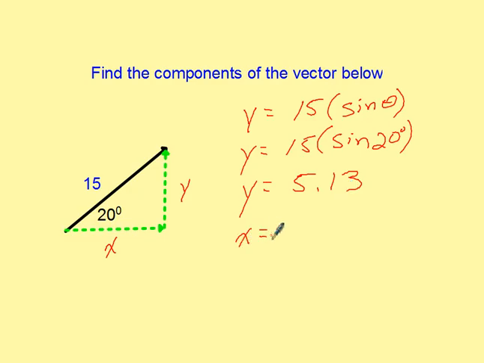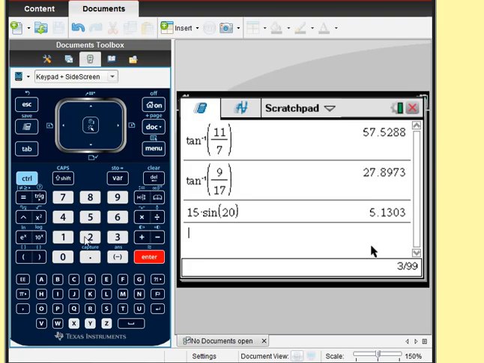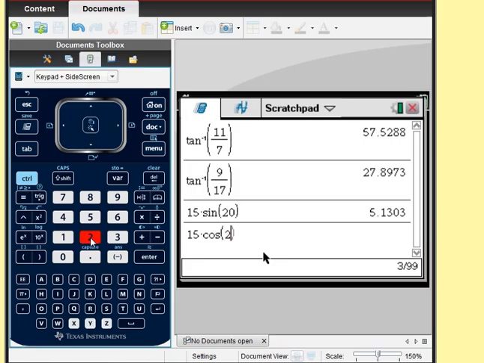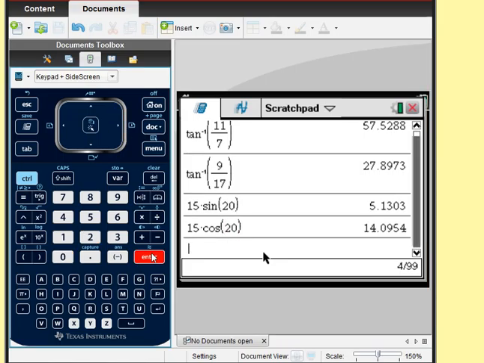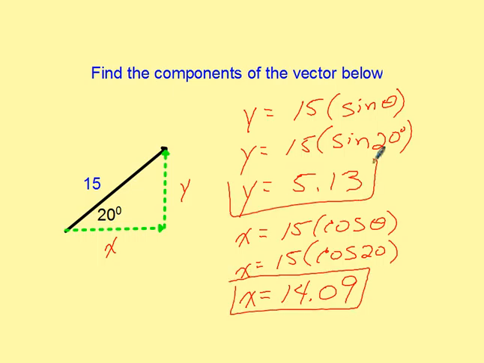The x component here will be 15 times cosine theta. So x will be 15 times cosine 20 degrees. So x will be equal to 15 cosine 20. All right, 15 times cosine 20 degrees will give us 14.09. So x equals 14.09 units. So there's your x component, and there's your y component.